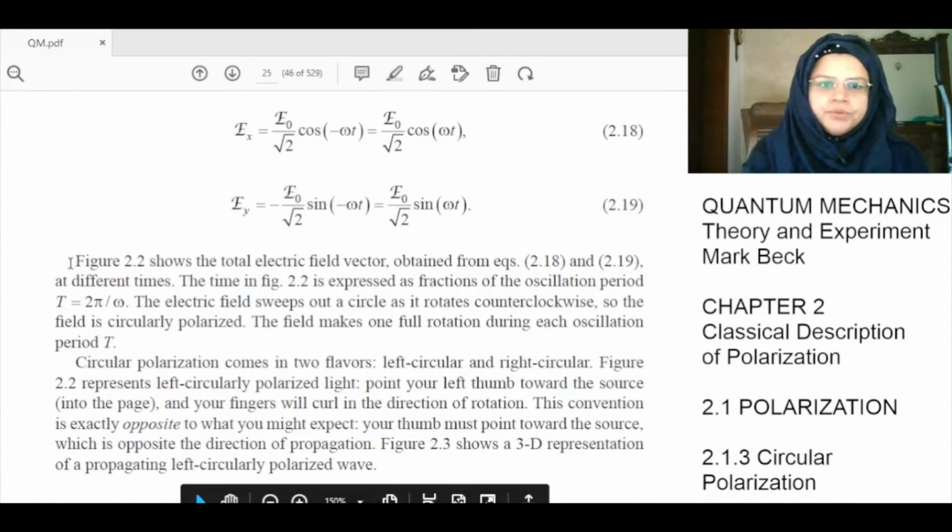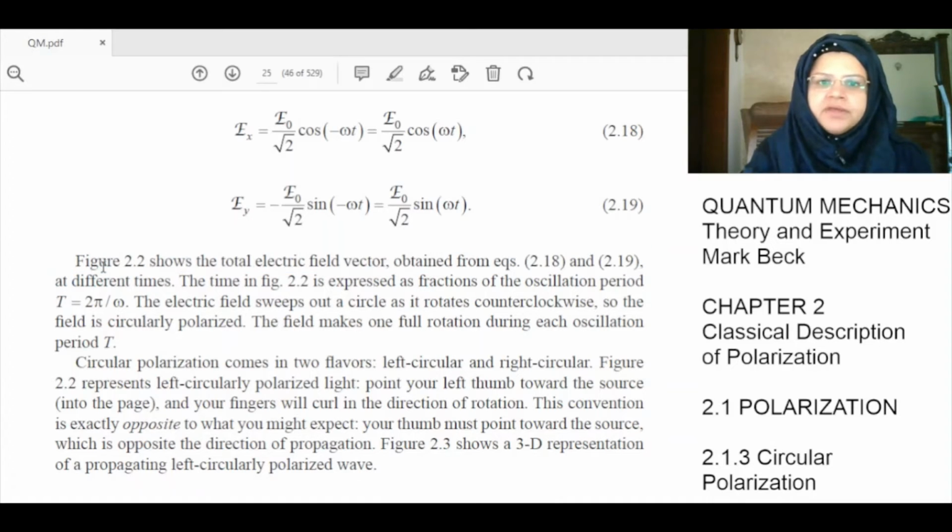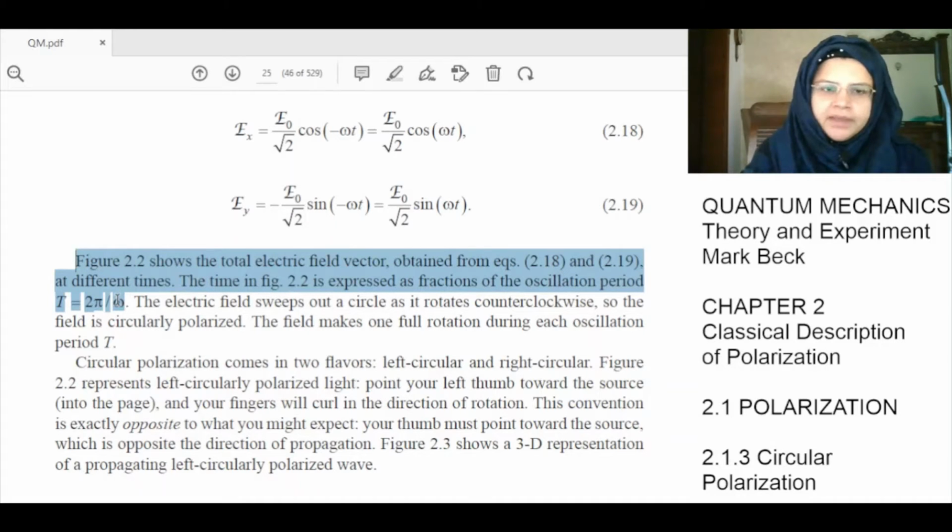Figure 2.2 shows the total electric field vector obtained from equation 2.18 and 2.19 at different times. The time in figure 2.2 is expressed as a fraction of the oscillation period T is equal to 2 pi over omega. The electric field sweeps out a circle as it rotates counterclockwise, so the field is circularly polarized. The field makes one full rotation during each oscillation period T.